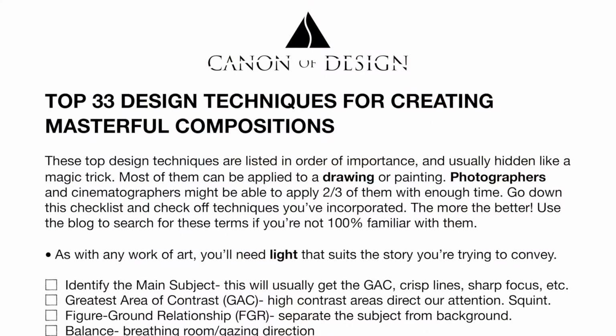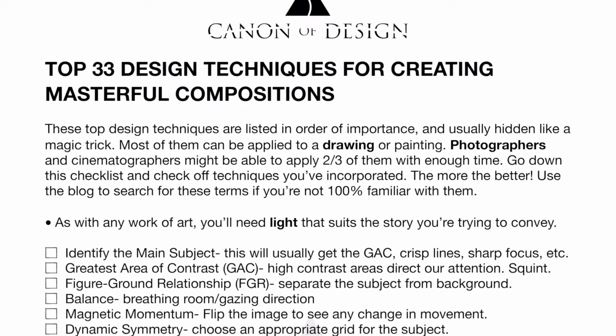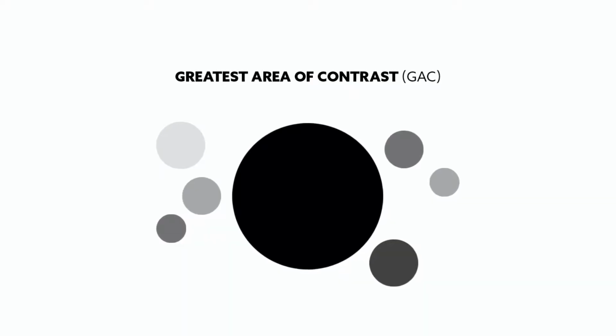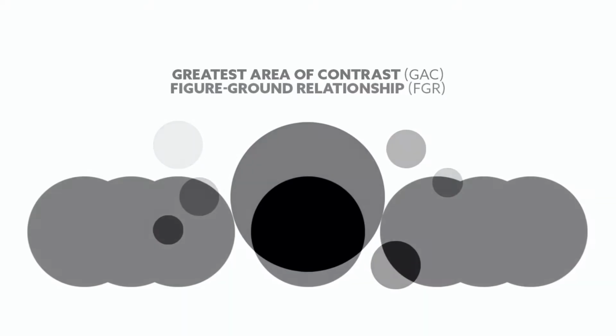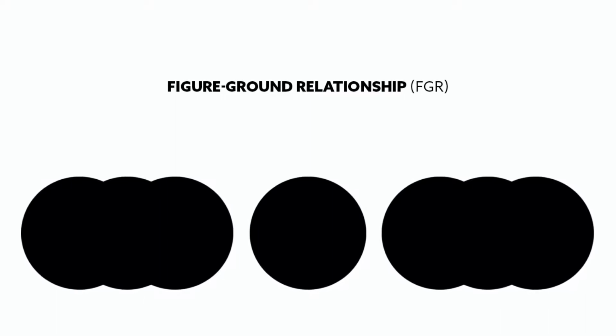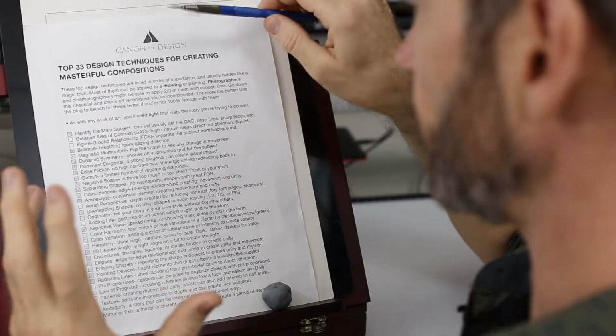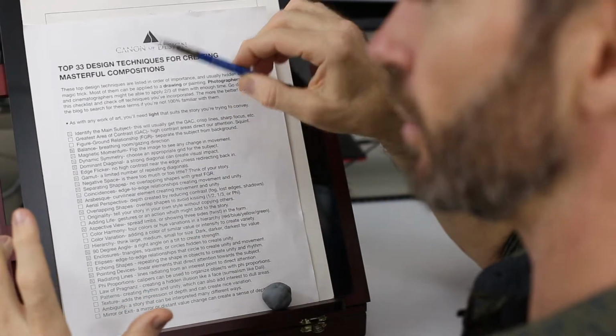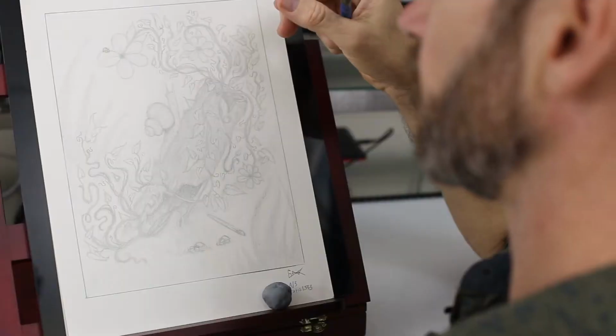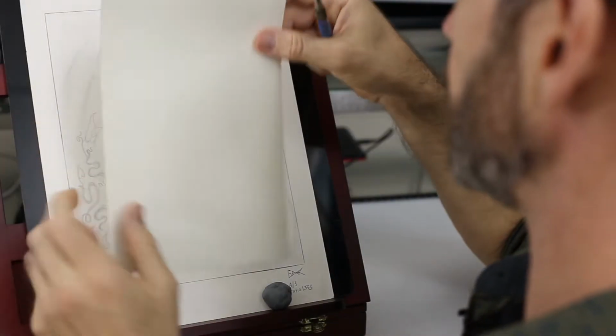Alright, so when it comes to design techniques, there's a few that are mainly used during the rendering process. So if you look at our list here, there's a couple that you may have been wondering about, and they're right at the top. And that's because they're really important. It's the greatest area of contrast, or GAC, and figure ground relationship, or FGR for short. So they're really, really important, but they're only realized usually when we start to add value. So let me show you what the techniques look like real quick on a scrap piece of sketch paper.